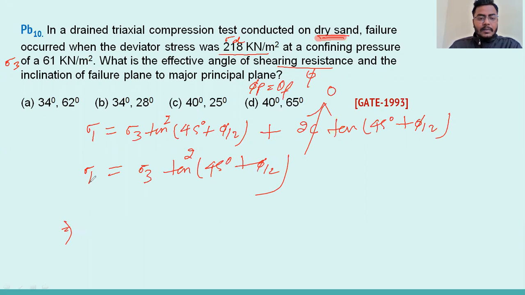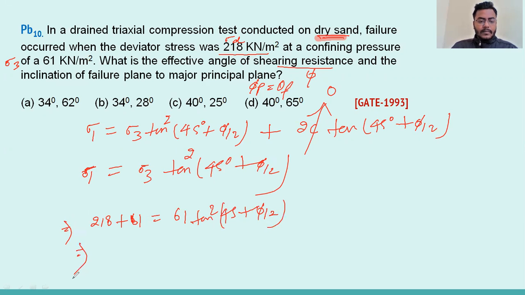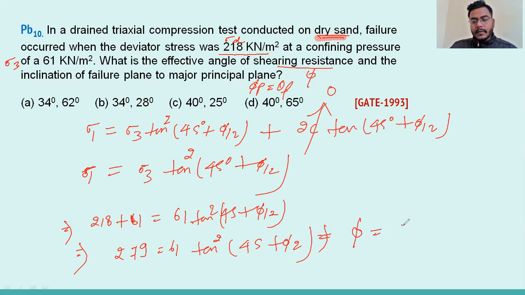So we have σ1 is equal to σd plus σ3. So we can write 218 plus 61 is equal to 279, and 61 is equal to 61, here is also σ3, tan²(45° + φ/2). By solving this equation, you can get φ is equal to 40 degree.